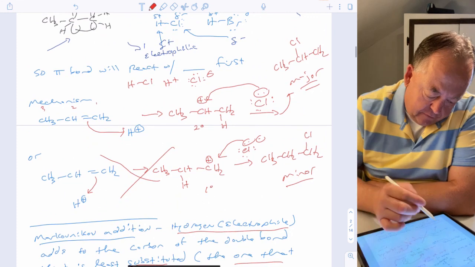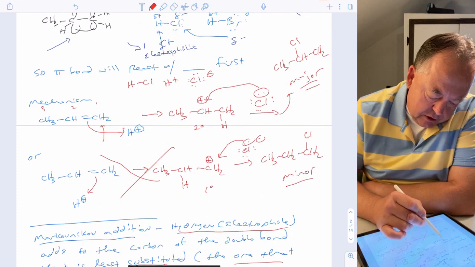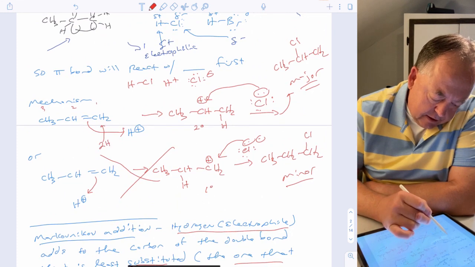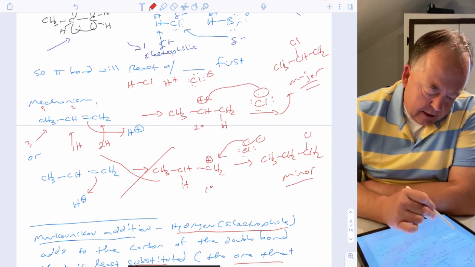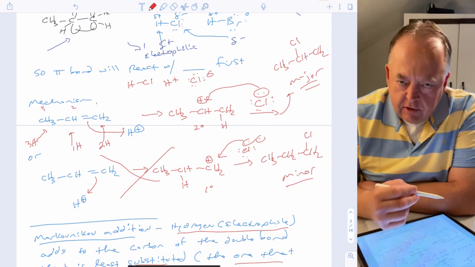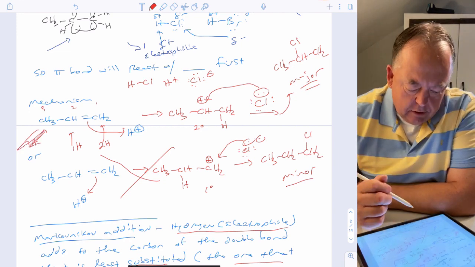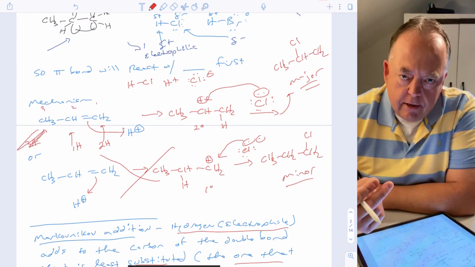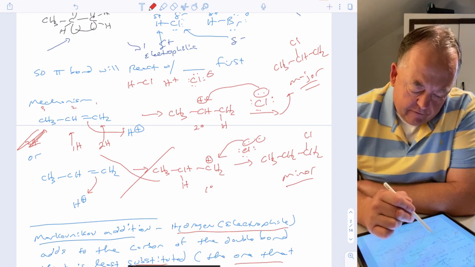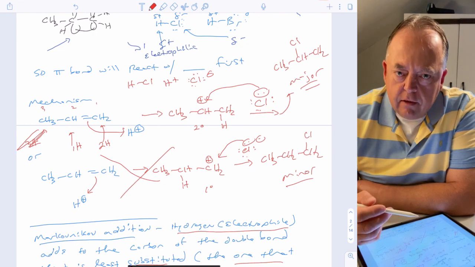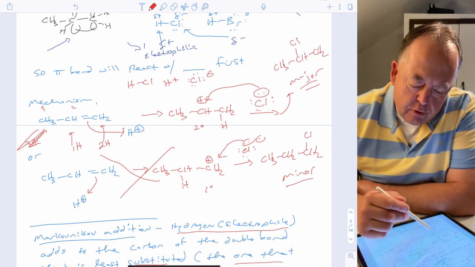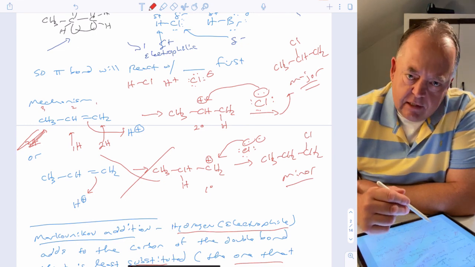So in this reaction, for example, this carbon has 2 hydrogens, this carbon has 1 hydrogen, and this has 3 hydrogens, but that doesn't matter because that's not part of the double bond. It's only the 2 carbons in the double bond that matter. So Markovnikov addition says add the hydrogen to the carbon with the most number of hydrogens, so that would be carbon number 1. And then you add the nucleophile to the carbon with the least number of hydrogens.